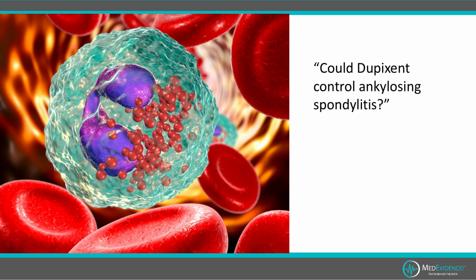Could Dupixent control ankylosing spondylitis? Dupixent wouldn't control ankylosing spondylitis. However, Humira, a TNF alpha blocker, can potentially impact the ankylosing spondylitis. But Dupixent can work with other allergic type reactions or disease states like asthma or severe eczema.